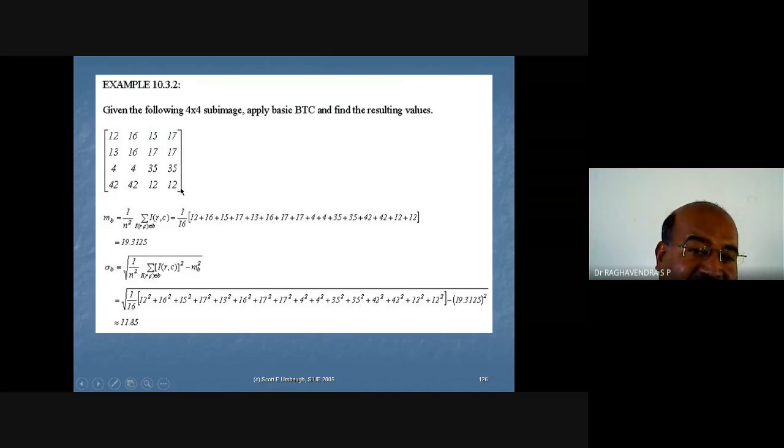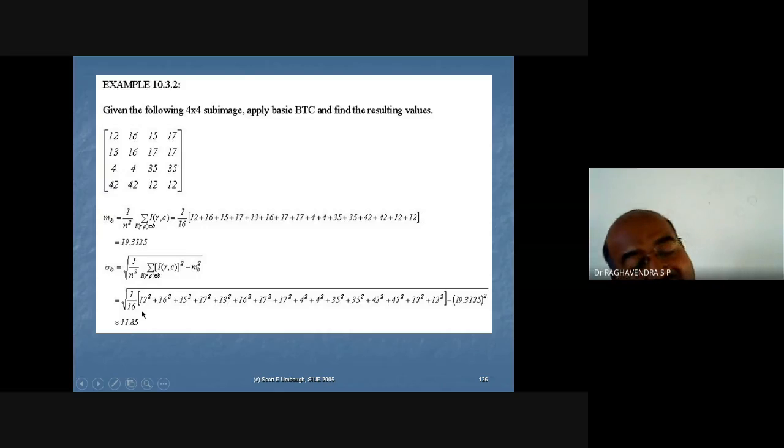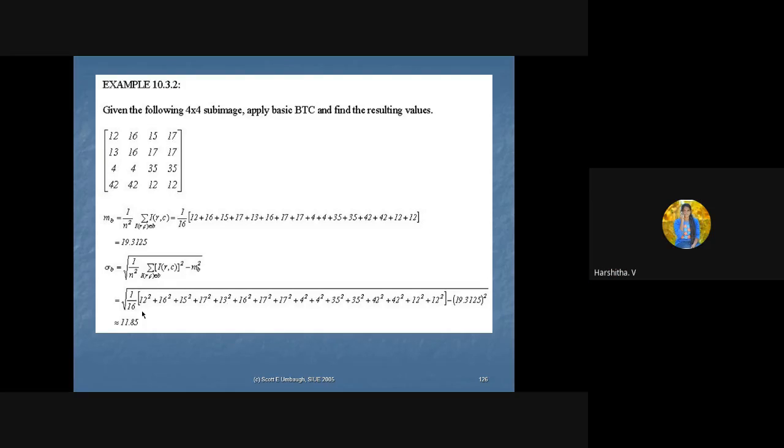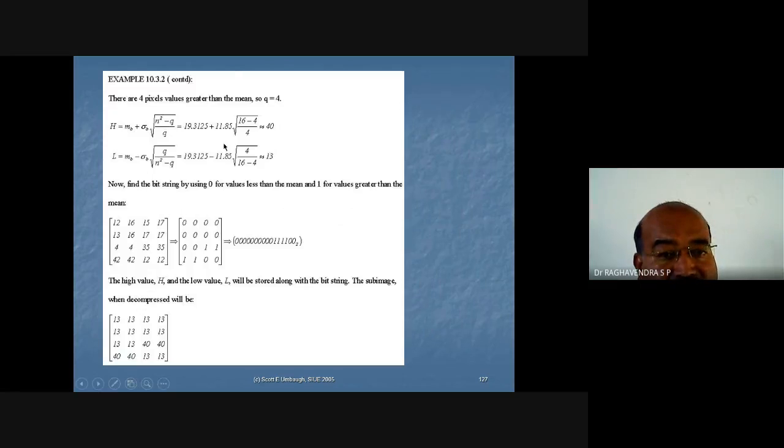So how many occurrences of the gray levels greater than mean? 4. So that is why q is equal to 4. Got it? Yes, sir. Fine. Now you substitute all these values for h and l.